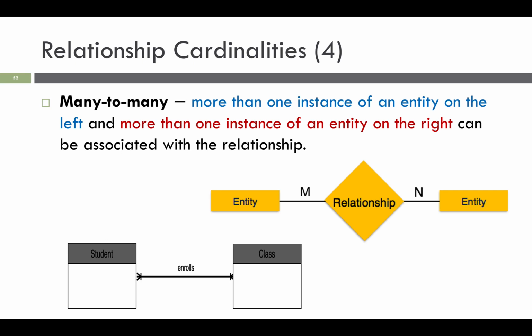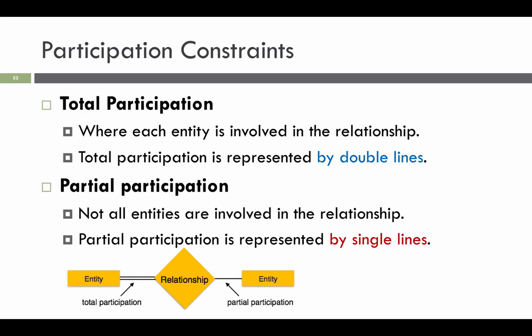Many-to-many is when more than one instance of an entity on the left and more than one instance of an entity on the right can be associated with a relationship. For example, many students can enroll in one or many classes. A class can be taken by one or many students. Depending on the rules of the university, the class might be optional or mandatory.